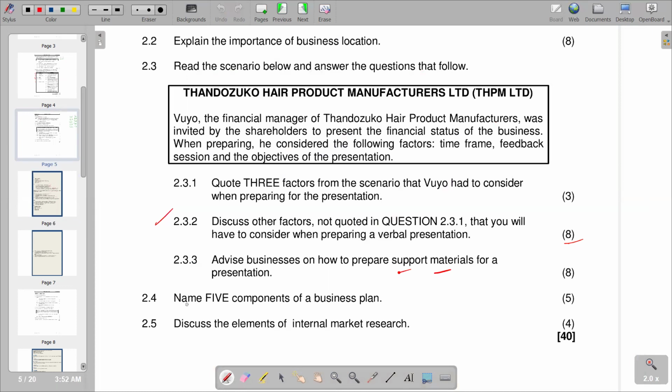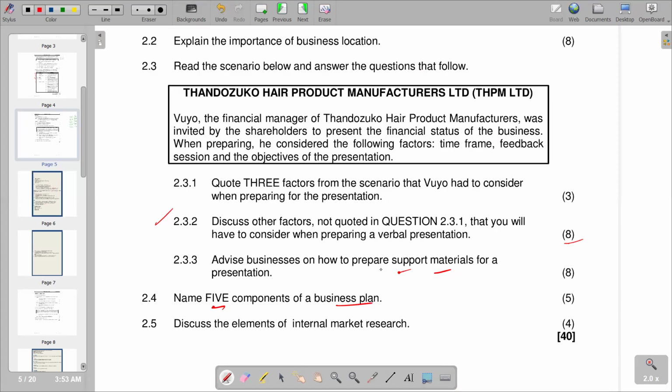So we go to the next part of the question, which is 2.4: name any 5 components of a business plan. That's why it's important: components of a business plan. A business plan basically is a document that details the company's goals and how to achieve them. So basically that's a business plan. That document can be constructed for an existing business, and it can also apply to a new business that is starting to operate. And when it's starting to operate, it's a business that is looking for financial assistance.